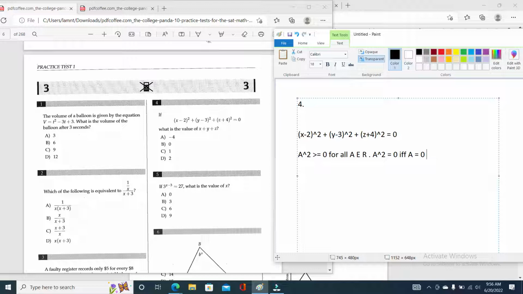With that idea in mind, we know that the first term, x minus 2 squared, is also greater than or equal to 0. The second term is also greater than or equal to 0, and also the third term. Same thing for this term. So in general, their sum is greater than or equal to 0.